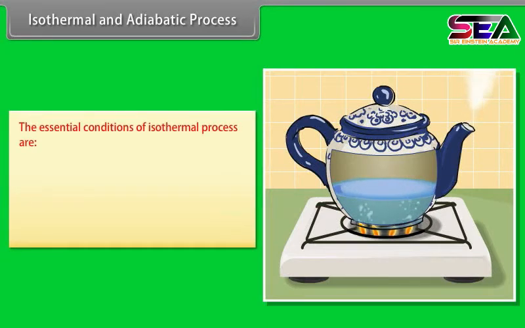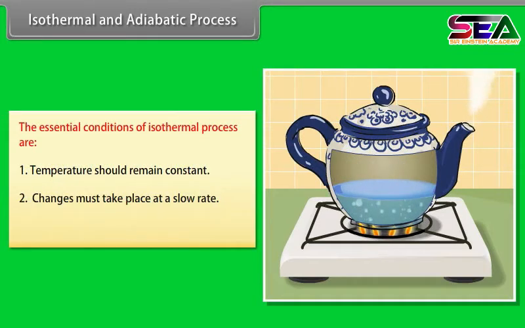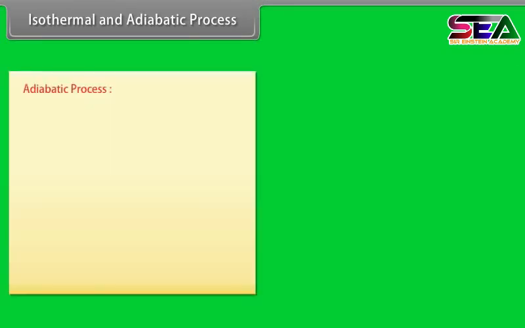The essential conditions of isothermal process are: temperature should remain constant. Changes must take place at a slow rate. Specific heat of the gas is infinite.